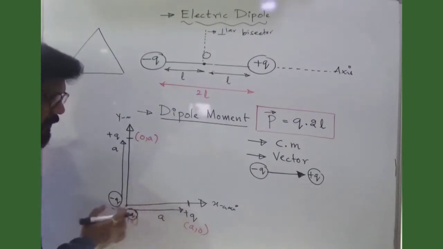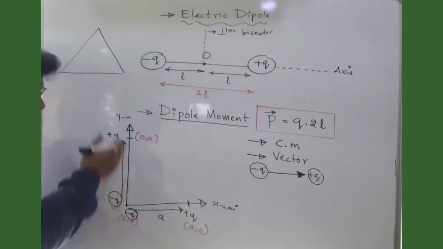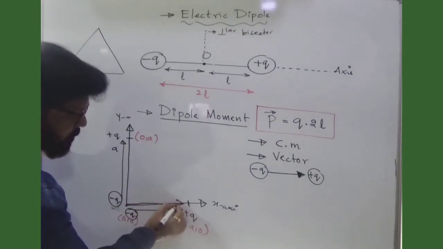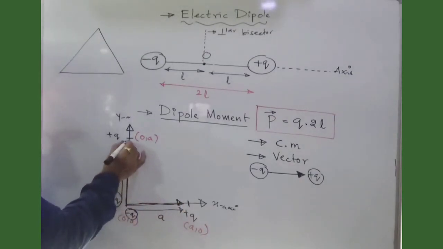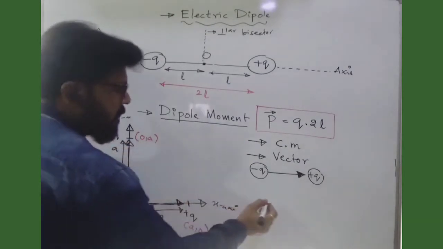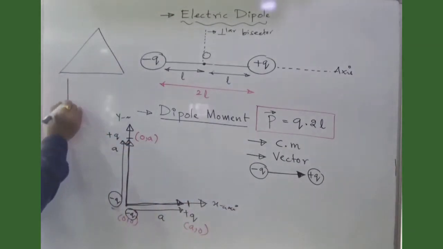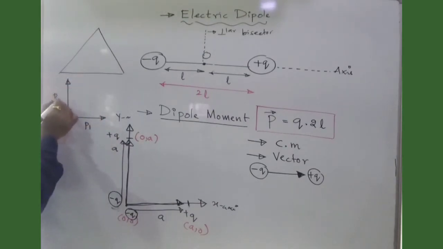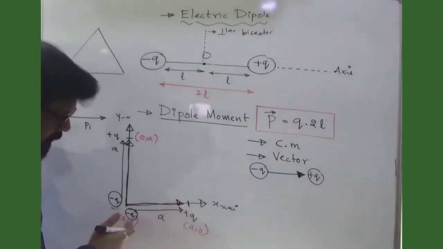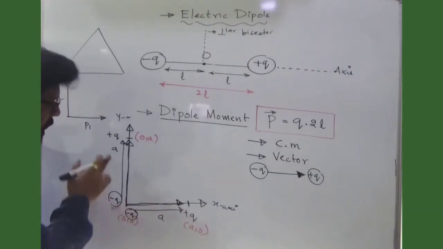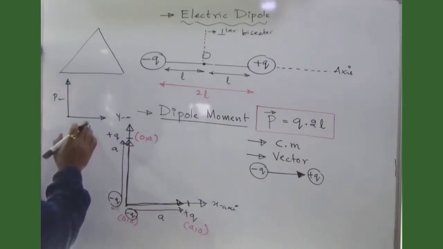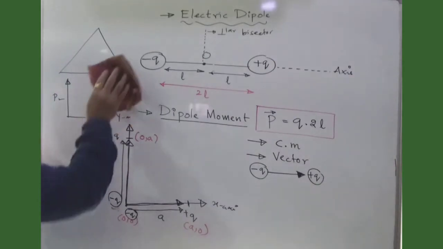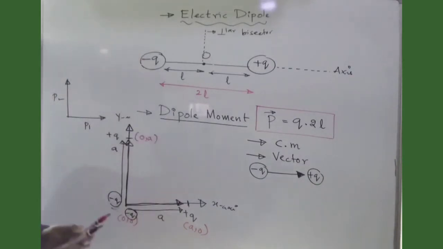Now we can get one dipole moment along the x direction, one dipole moment along the y direction, right? Let me draw separately here. I'll take one dipole moment here, this is nothing but P1, here it is nothing but P2. P1 is negative to positive, and P2 is also negative to positive. So how to calculate P1 and P2?